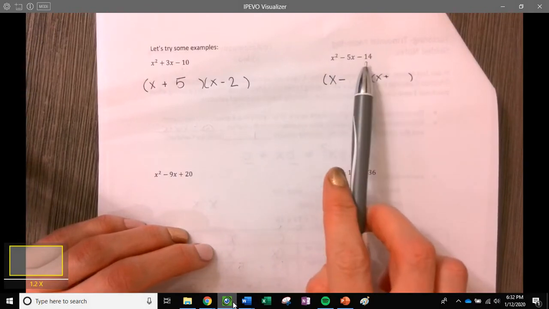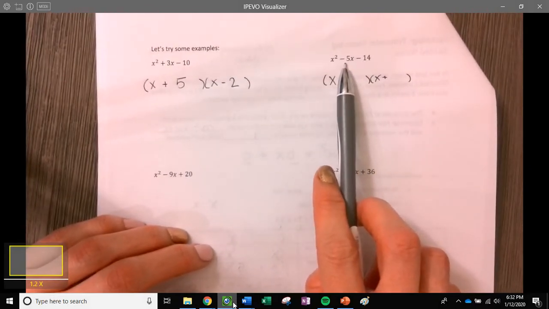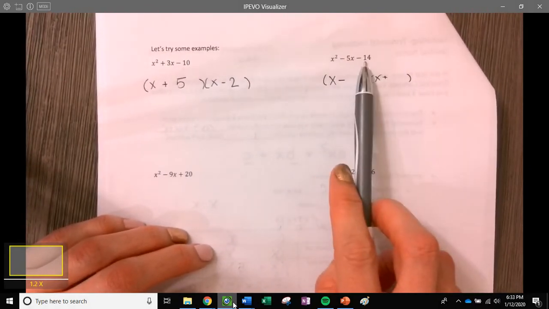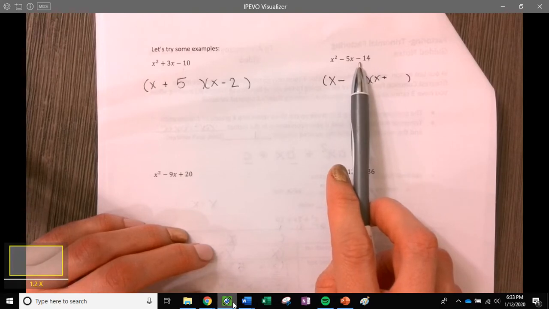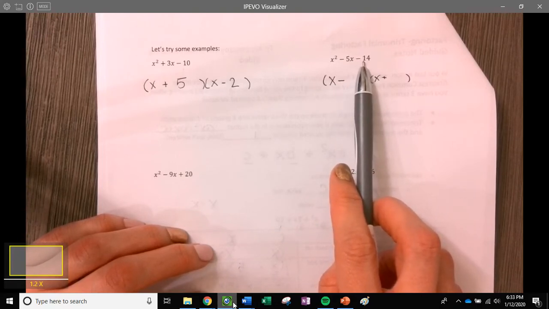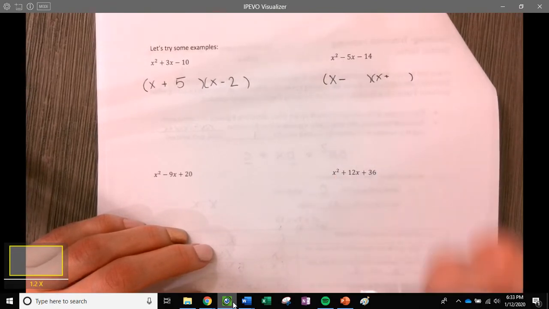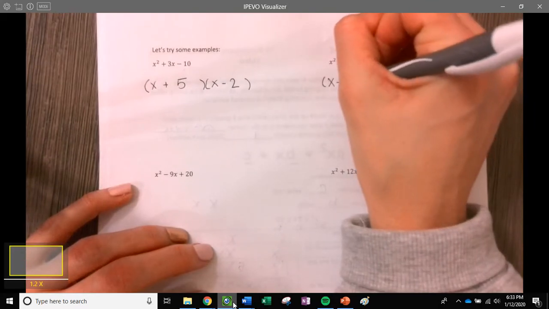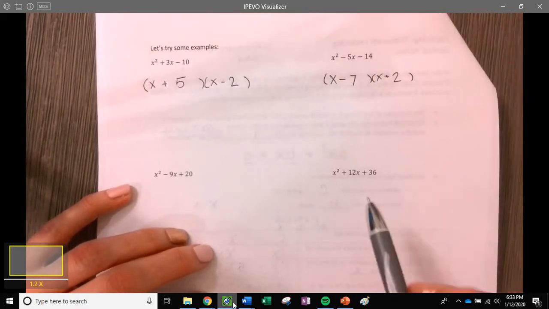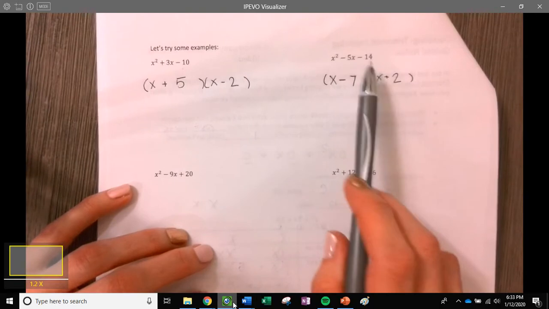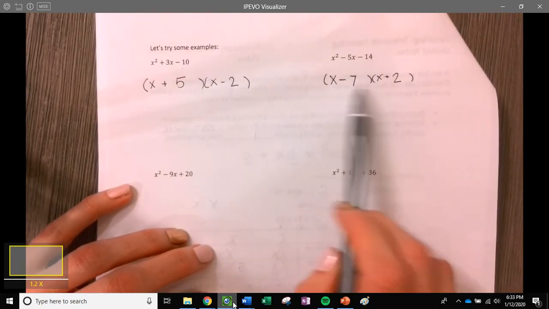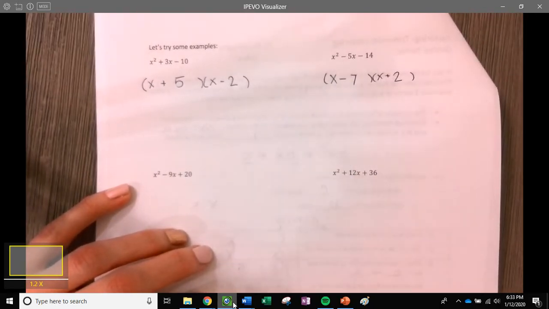So what two numbers multiply to negative 14 and add to negative 5? Well, let's think about the factors of 14. 14 and 1 do not in any way add to 5. But 7 and 2: 7 times 2 makes 14, and 7 minus 2 makes 5, but I want a negative 5. I'm going to give the subtraction sign to the bigger number, and that way, negative 7 times positive 2 makes negative 14. Negative 7 plus positive 2 gives me negative 5.